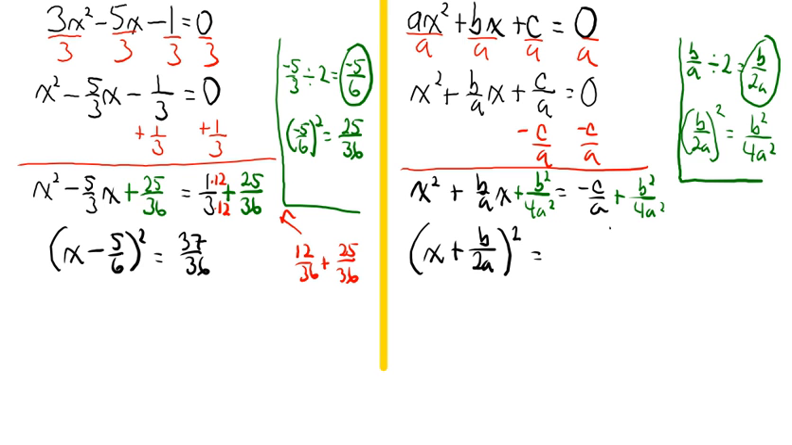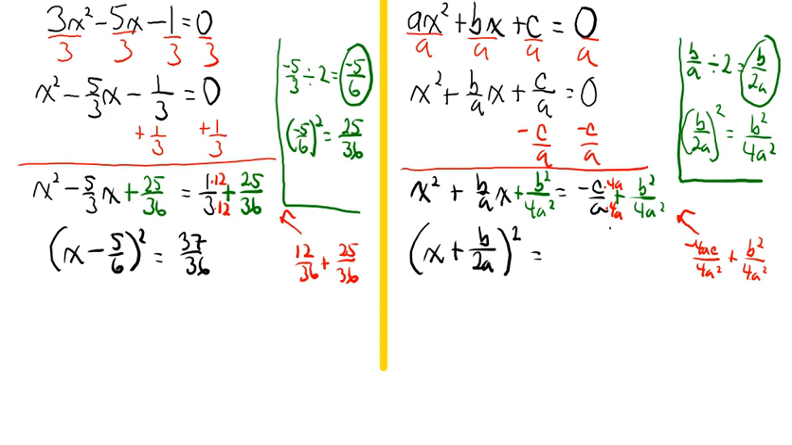Okay. All right, now on the right side, I have to get these two denominators the same. Well, this one's missing a 4, and it needs another a. So I'm going to multiply top and bottom by 4a. So now I have a common denominator. So what I really have is negative 4ac over 4a squared plus b squared over 4a squared. Now I have a common denominator.